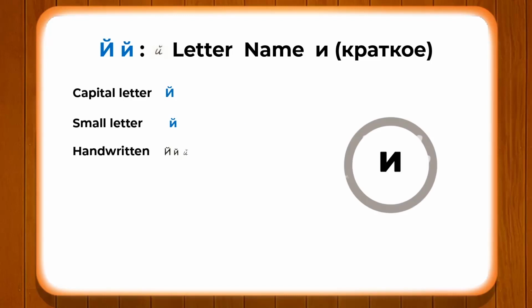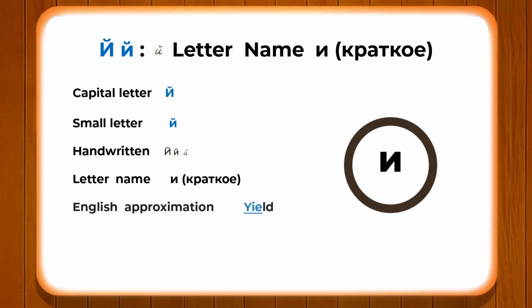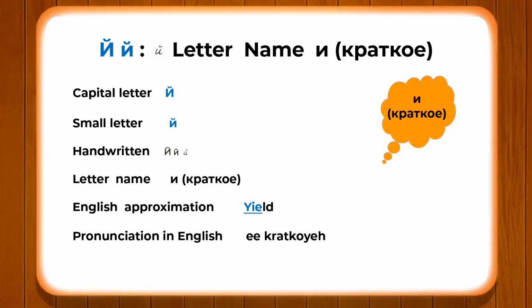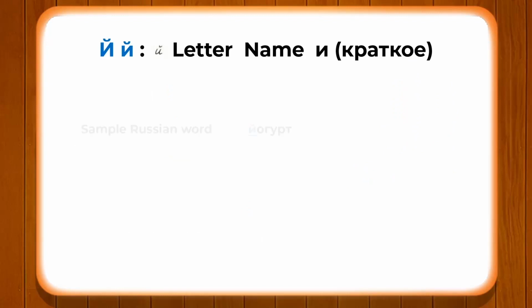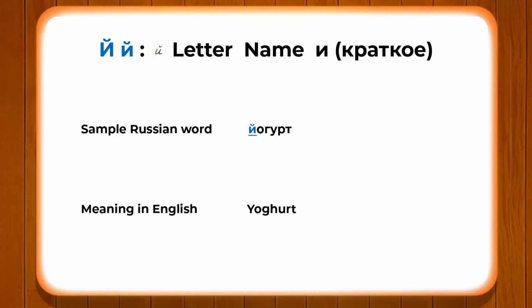The next letter is E kratkoye, or the short E. The English approximation we have used is the word yield, which gives you a very slight idea of how this sound can be pronounced. But in the Russian sample word we have the exact sound, in the word yogurt. So E kratkoye is pronounced as the y in yogurt.